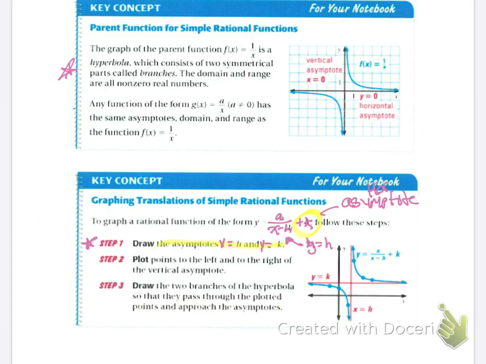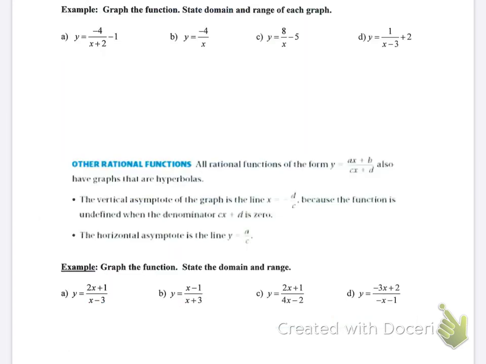So x equals h, sorry. Then plot points to the left or the right. Now, just get those from your table. You don't have to actually plug them in. So that's how we're going to get those points. And then just sketch in your graph. The one thing that your calculator's not going to show you is the asymptotes. Other than that, everything else you can get from the calculator.